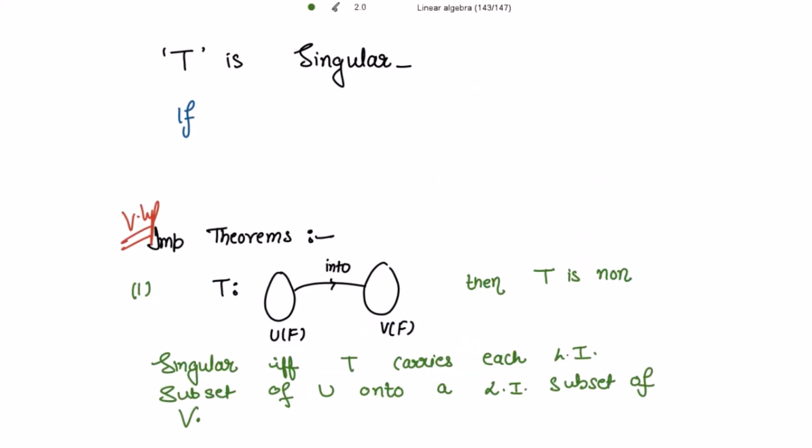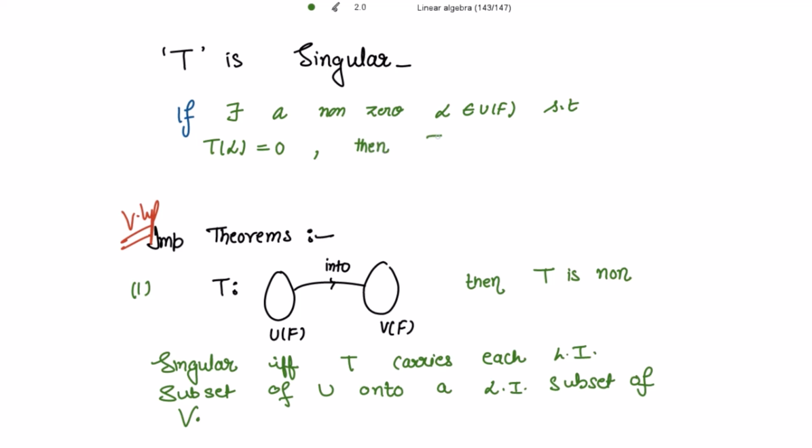Now coming to the singular transformation. For the singular transformation, what would be the condition? If there exists, this is the sign for there exist, a non-zero vector, let's say alpha, belonging to U(F), such that when applying the transformation on alpha it is giving the value 0, then T is singular. I hope it is very clear now. Thank you.